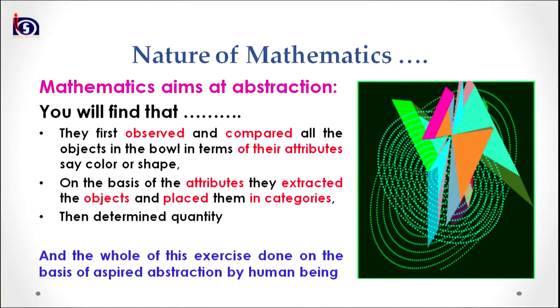This is determining quantity. After observing and comparing the objects in the bowl on the basis of their attributes, the children extracted the objects and placed them in the categories. This can be understood as observing the quality first through reason and logic before actually determining the quantity, and the whole of this exercise is done on the basis of aspired abstraction by human beings or by the children. Abstraction is an amazing feature of mathematics.